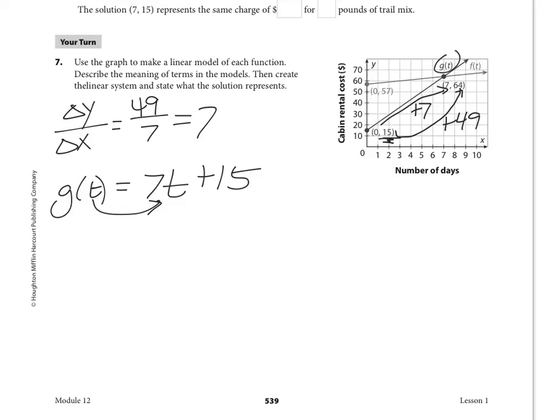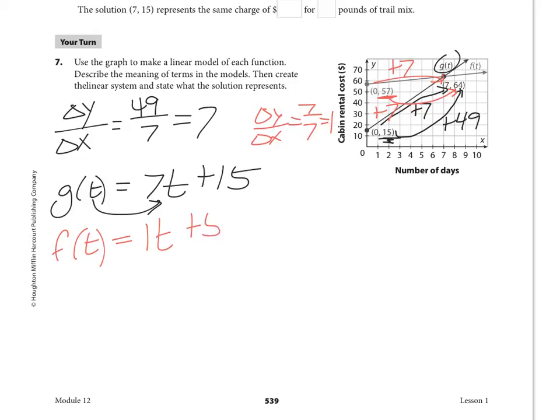Now for f of t, I'm going to use red. So I look at f of t, there's my starting point. What happened here? I went up 7, I went up 7, so 7 over 7, so changing y over changing x, 7 over 7 is 1. So that's 1t plus 57. Now the solution's easy because we already have it. It's right there where they cross, which is at 7, 64.